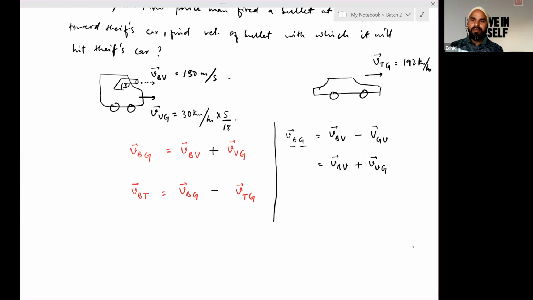Mariam, is it your final answer? Sir, velocity of bullet with respect to the thief car. Okay, just check your calculation then.